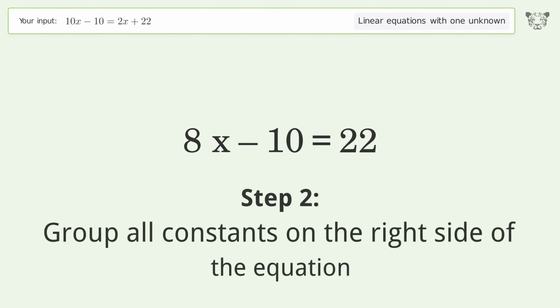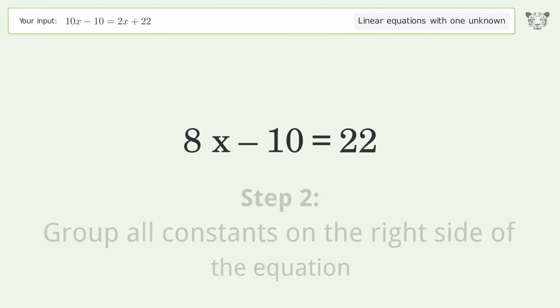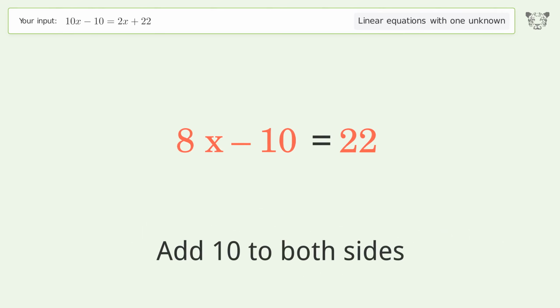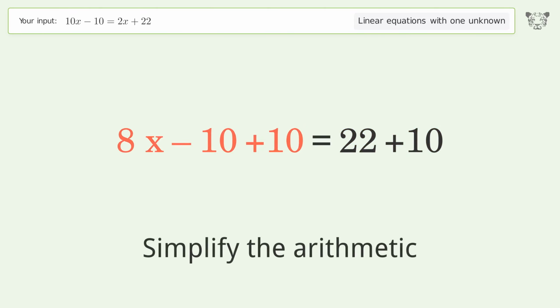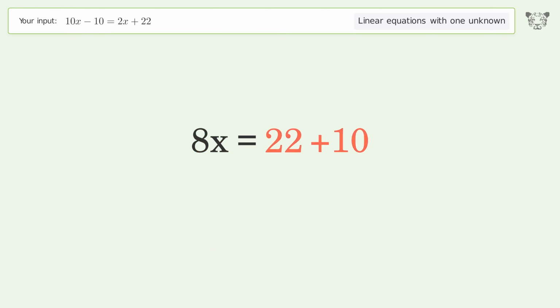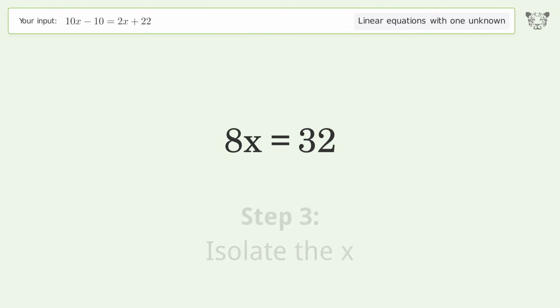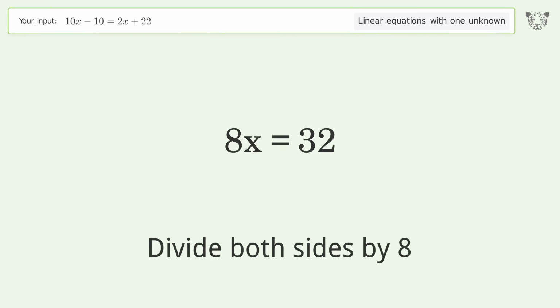Group all constants on the right side of the equation. Add 10 to both sides. Simplify the arithmetic. Isolate the x. Divide both sides by 8.